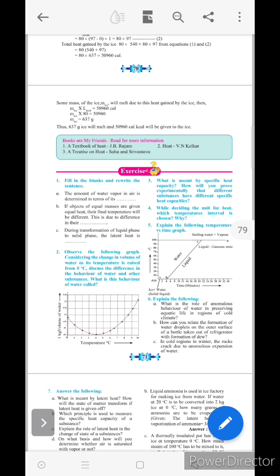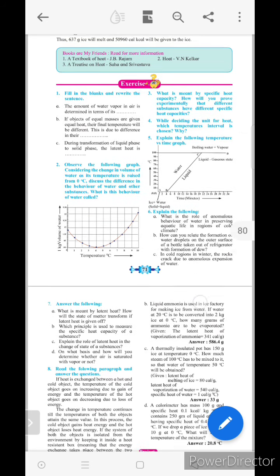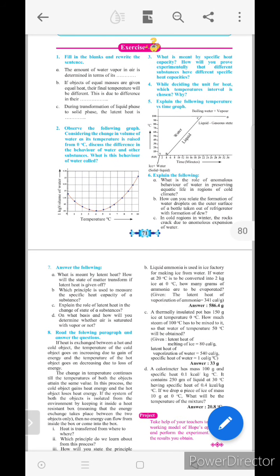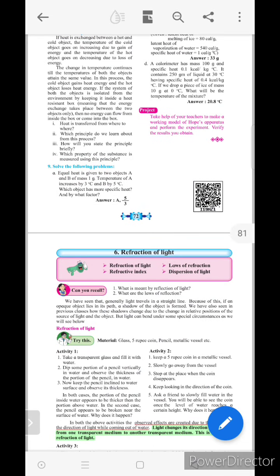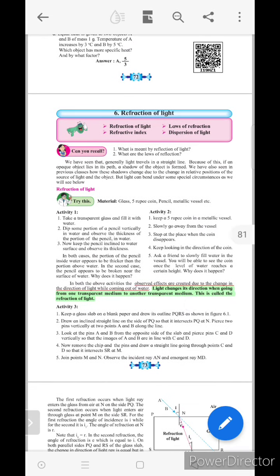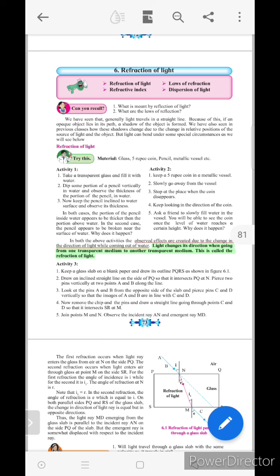Remaining part of other is finished. Lesson number 5 is completed. Now we will move on to the lesson number 6.